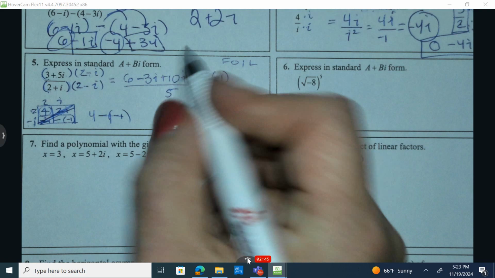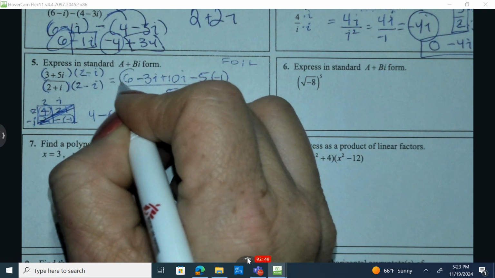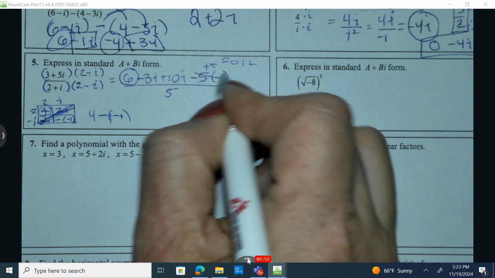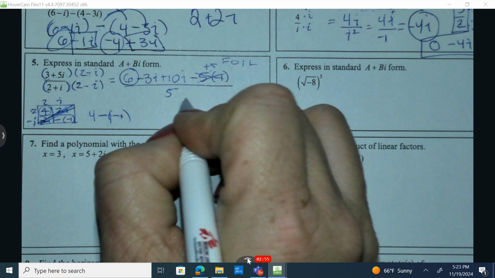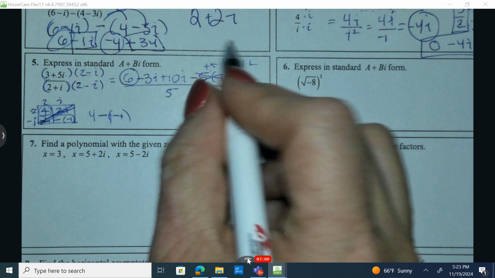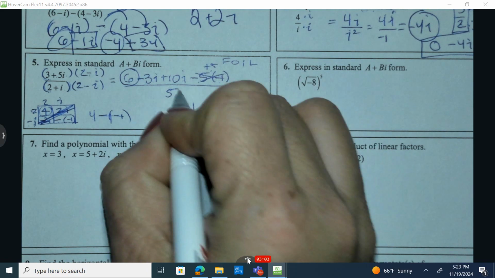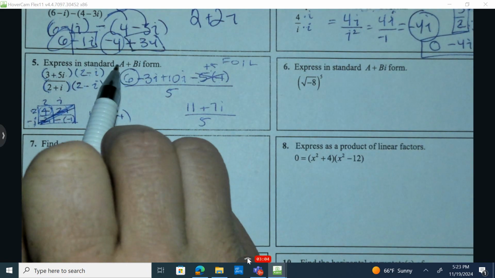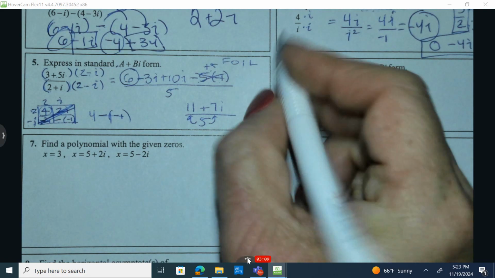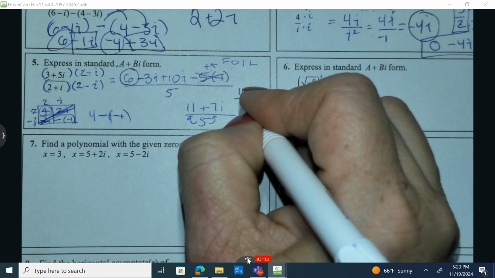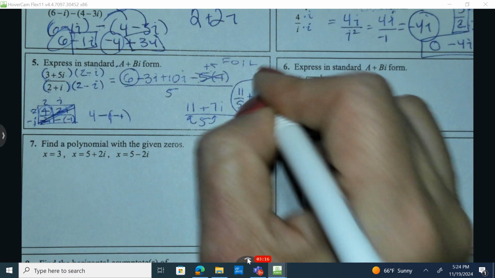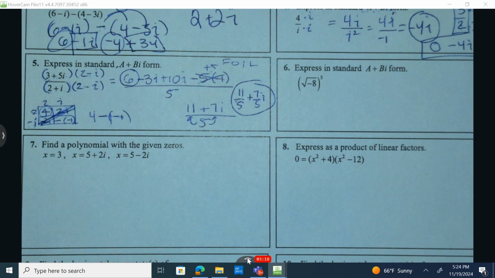Okay, here we go. On this top portion, let's combine the reals. 6 and negative 5 times negative 1 is positive 5. So 6 and 5 is 11. So I have 11. Negative 3 and positive 10 is going to give us positive 7i, and then the denominator is 5. So we want to split this apart. So it's going to go underneath the 11 and also the denominator of the 7. So here it is. 11 over 5 is the real portion plus 7/5 i. Real and imaginary parts of this complex number.